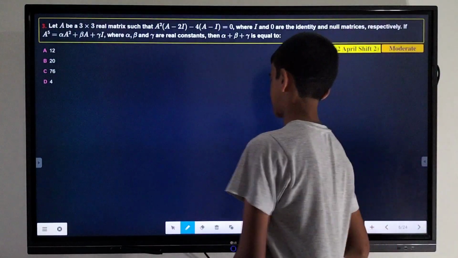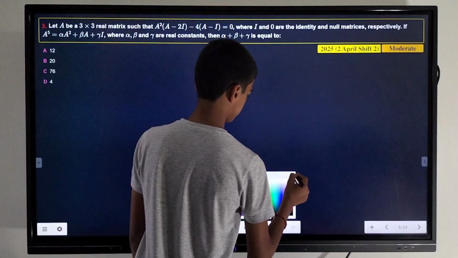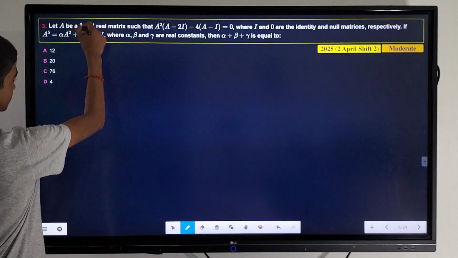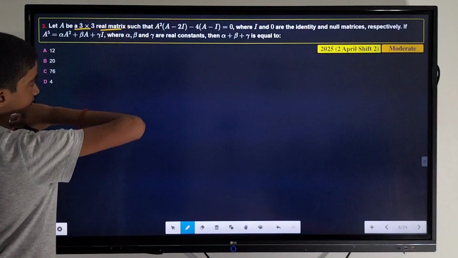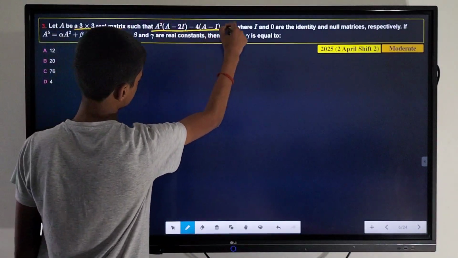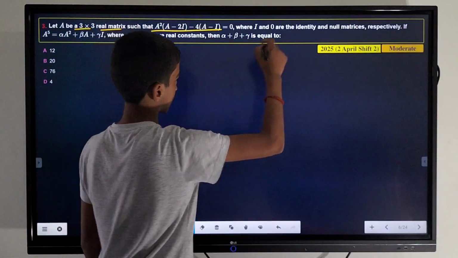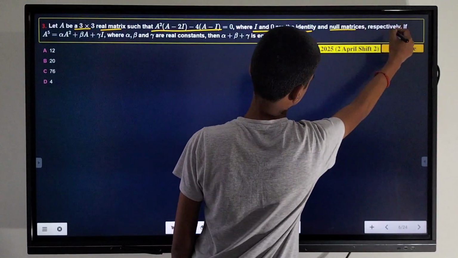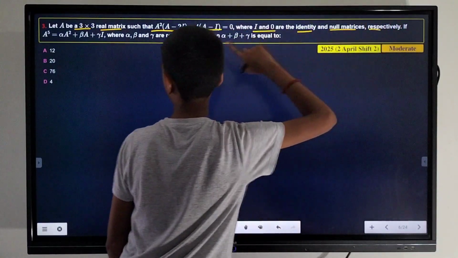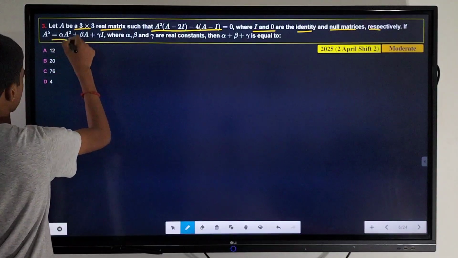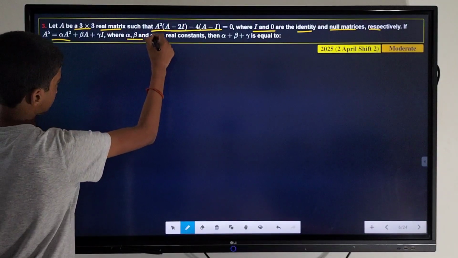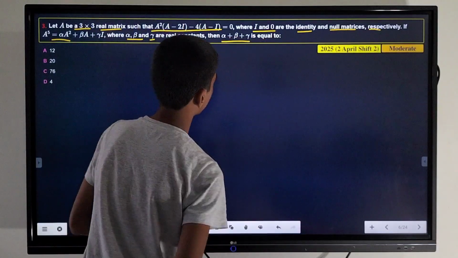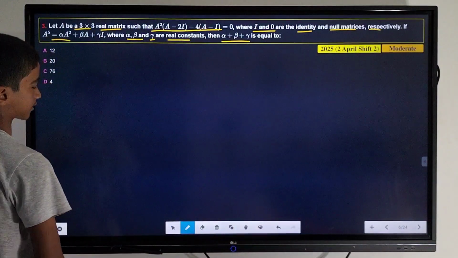Here is our next question now. This time our question says, let A be a 3 cross 3 real matrix such that we have this equation where I and 0 are identity and null matrices respectively. If A5 is equal to this, where alpha, beta and gamma are real constants, then alpha plus beta plus gamma is equal to.